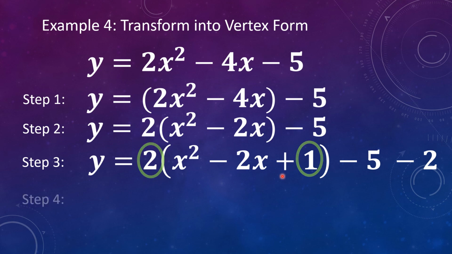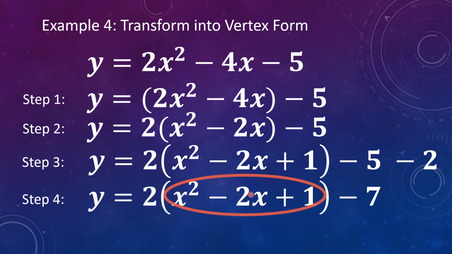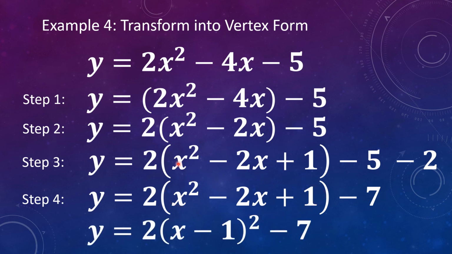Okay? Now, step 4. Simplify. Negative 5 minus 2 is negative 7. Then, rewriting this one into a square of binomial, that's going to be like this. X minus 1 squared. And this whole thing is the answer.